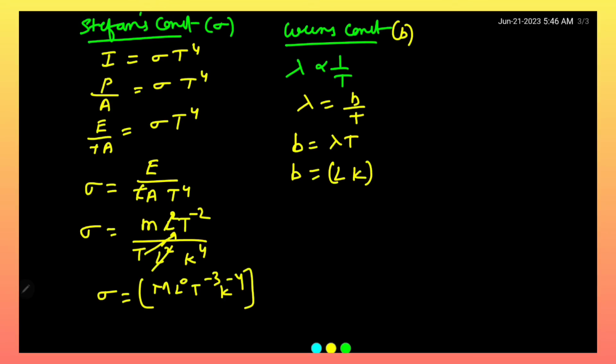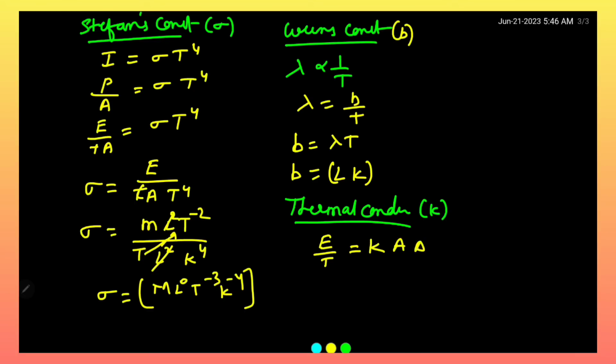Now how to find out the dimensional formula for thermal conductivity? So thermal conductivity is given by letter K. According to thermal conductivity, heat energy by time is equal to K, thermal conductivity, A delta T divided by length. So this is the formula for thermal conductivity. Here you have to find out the dimensional formula for K.